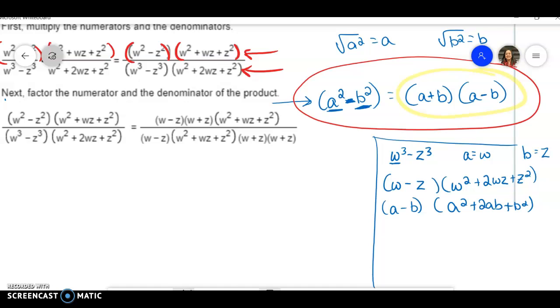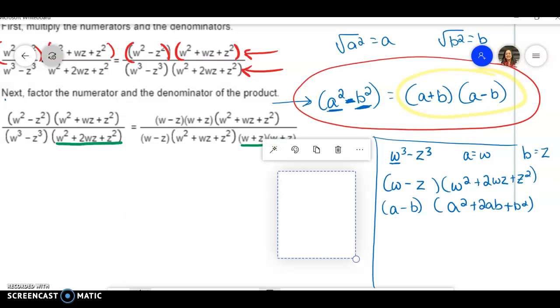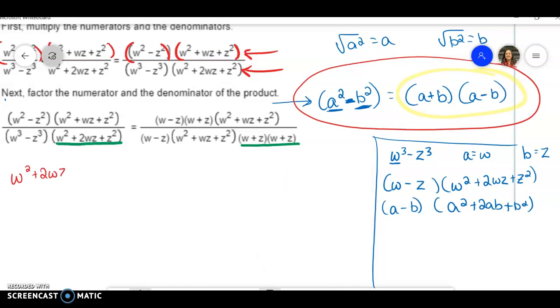But this last little piece here, where does that come from? That comes from factoring this right here. So we are factoring a trinomial in this case. So I have w squared plus 2wz plus z squared. Guys, I have two variables here. And just from practice, I know that because this is a trinomial, I can factor it into two sets of parentheses such as this.